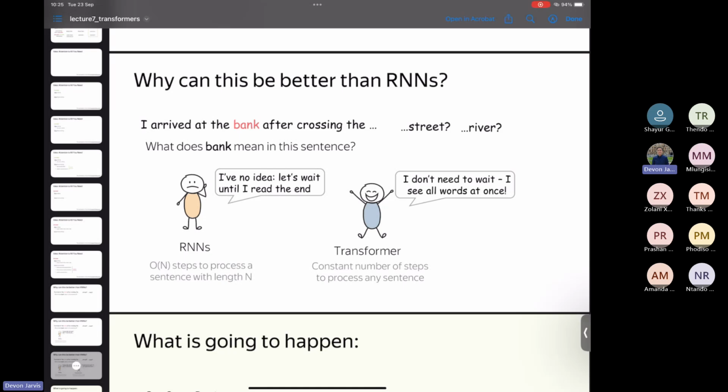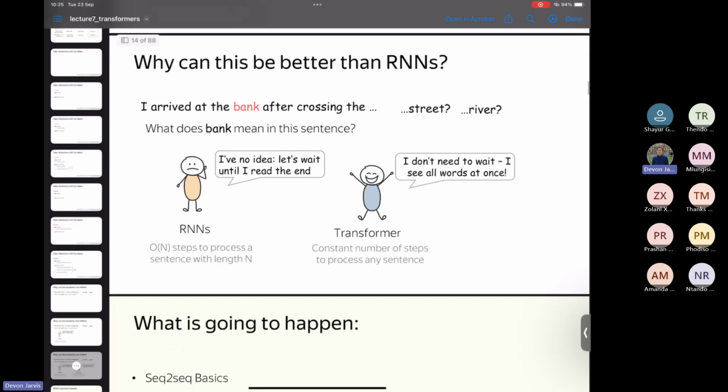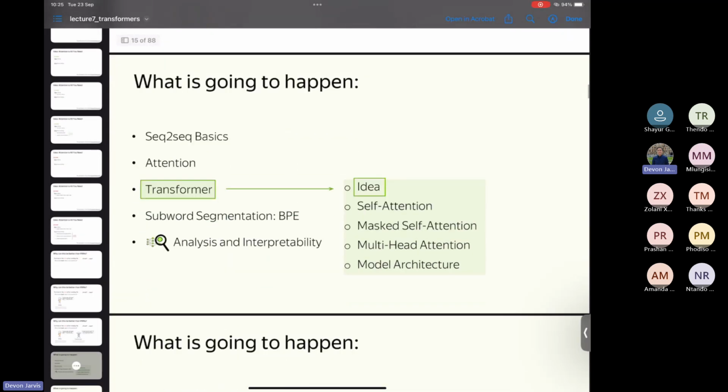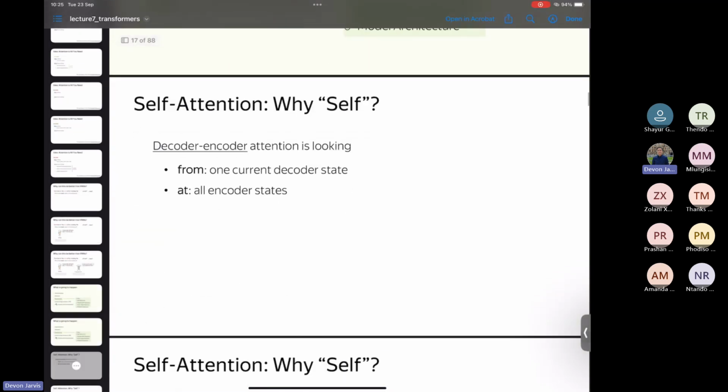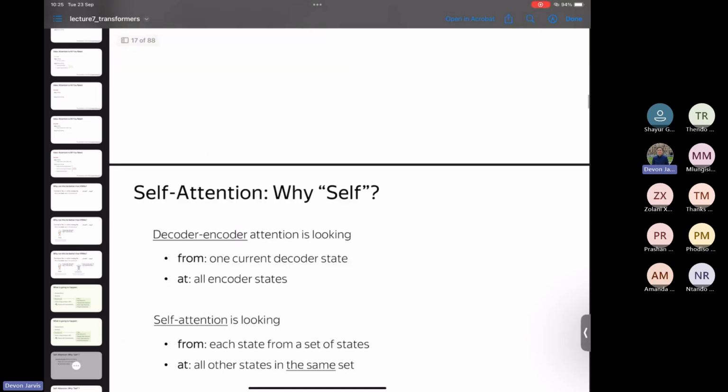Okay? And so that's the nice thing about transformers, is that you can disambiguate the word bank in that sentence almost instantly with order 1 computation. So that's the main idea. And let's now start digging into how this is actually going to go. Okay, so why do we call it self-attention? All right. So decoder encoder attention is looking from obviously one decoder state across to all the encoder states.